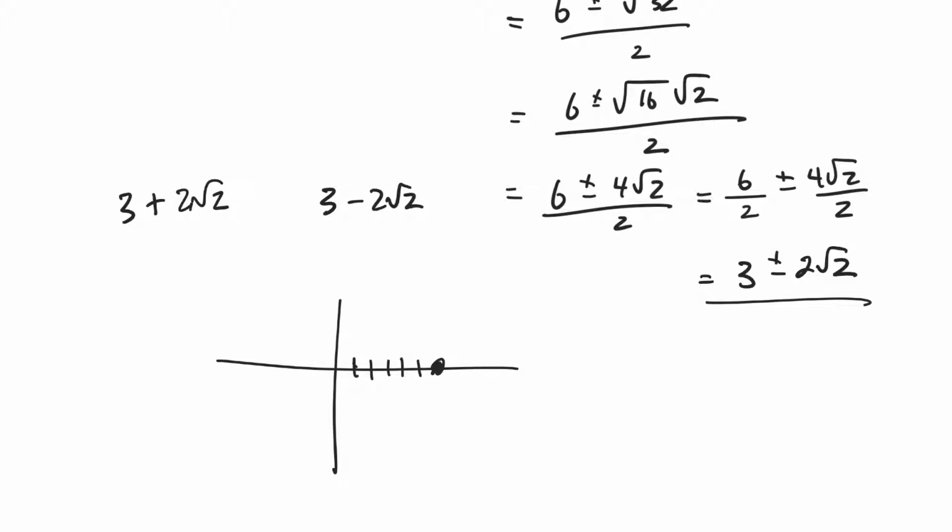And then this one is 3 minus 2 and a little bit. So 3 minus 2 and a little bit is in between 0 and 1. So it'd be somewhere about there. You could figure out the exact number.